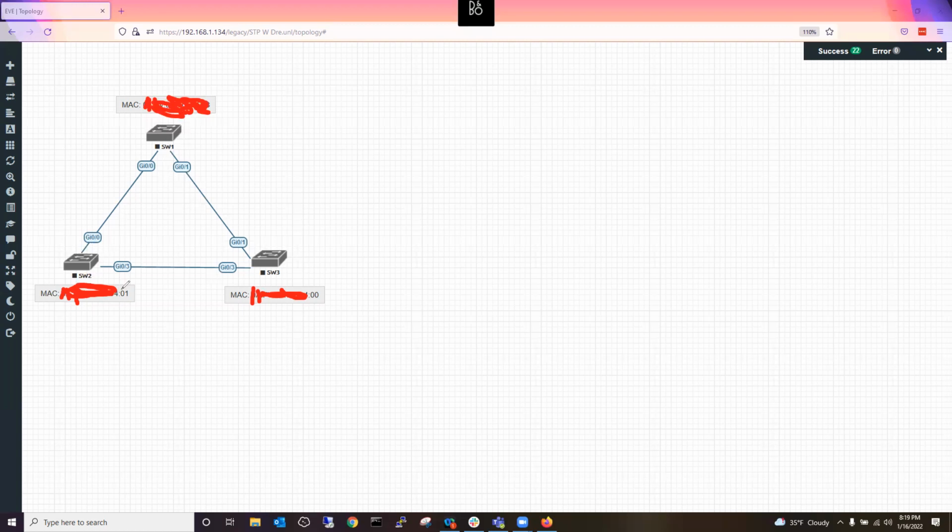Now, since switch 2 and switch 3 match up, we have to go to the next digit and go through the elimination process. Who has the lowest, 0 or 1? Switch 3 or switch 2? Switch 3. So switch 3 becomes the root bridge. Perfect, simple as that. You're doing that for each digit. It's just a process of elimination.